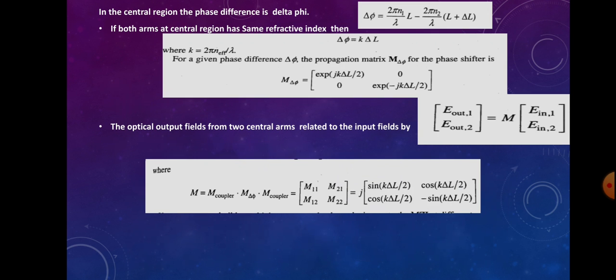So you can write the output [E out 1; E out 2] equal to M into [E in 1; E in 2], where M is the product of M coupler, since there will be two couplers, so M coupler into M delta phi into M coupler. M delta phi is the phase difference associated with the waveguide. So that matrix M, with elements M11, M12, M21 and M22, will be equal to j into [sin k delta L by 2, cos k delta L by 2; cos k delta L by 2, minus sin k delta L by 2]. When you multiply this matrix with the input signals, you will get the output.